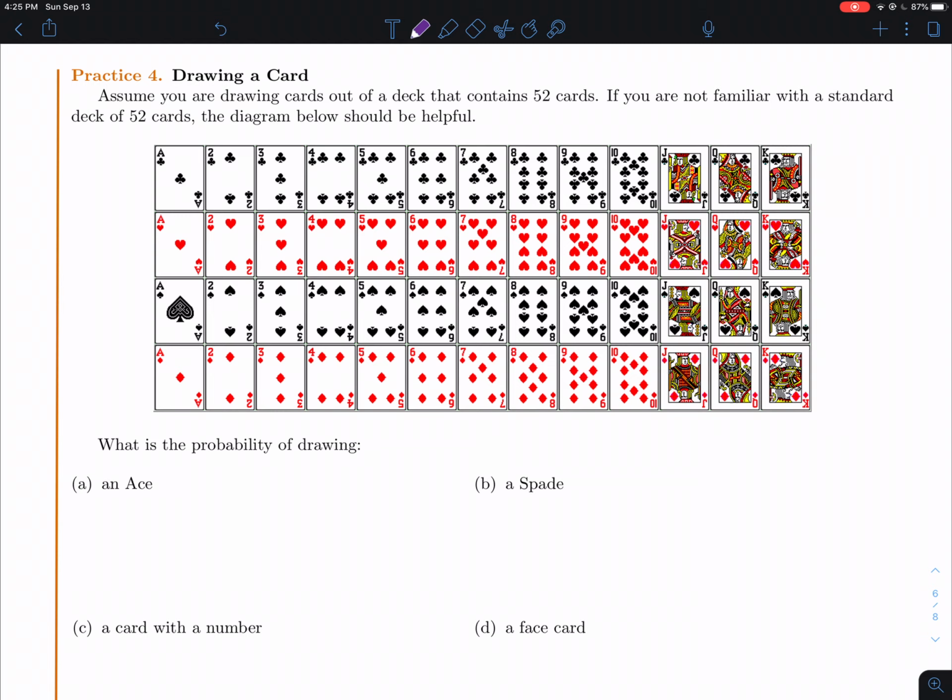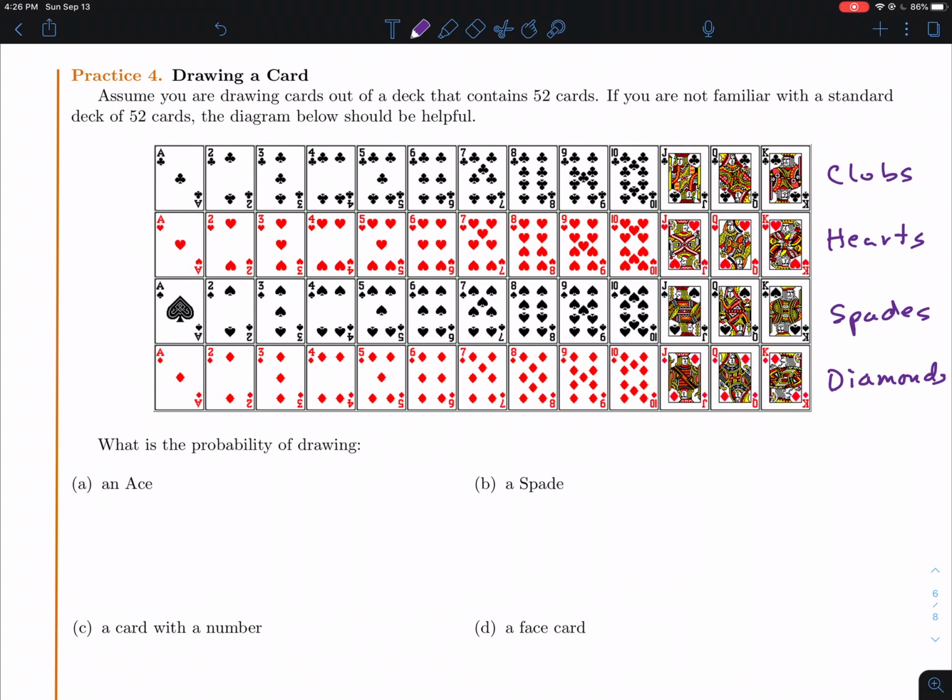So each card has different suits. Again, if you're not familiar with them, these would be the clubs. These would obviously be hearts. These would be spades. And again, these would obviously be diamonds.